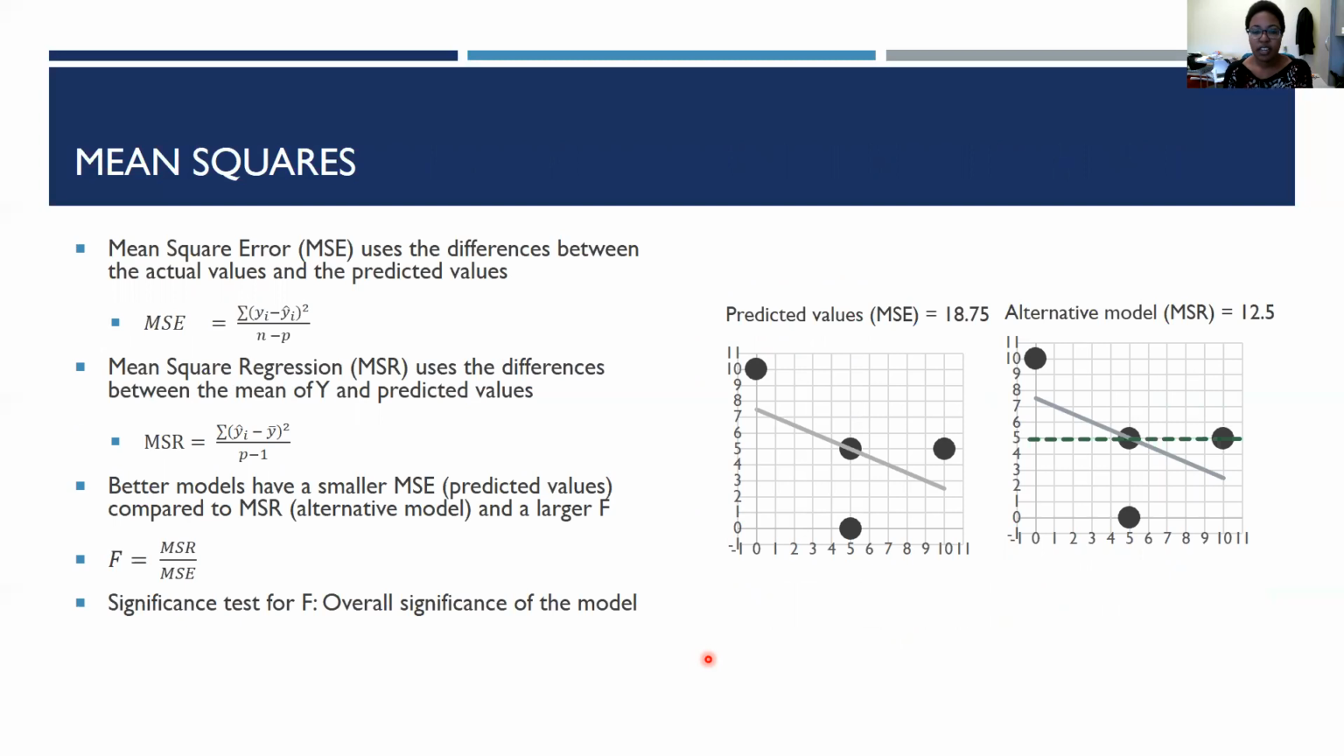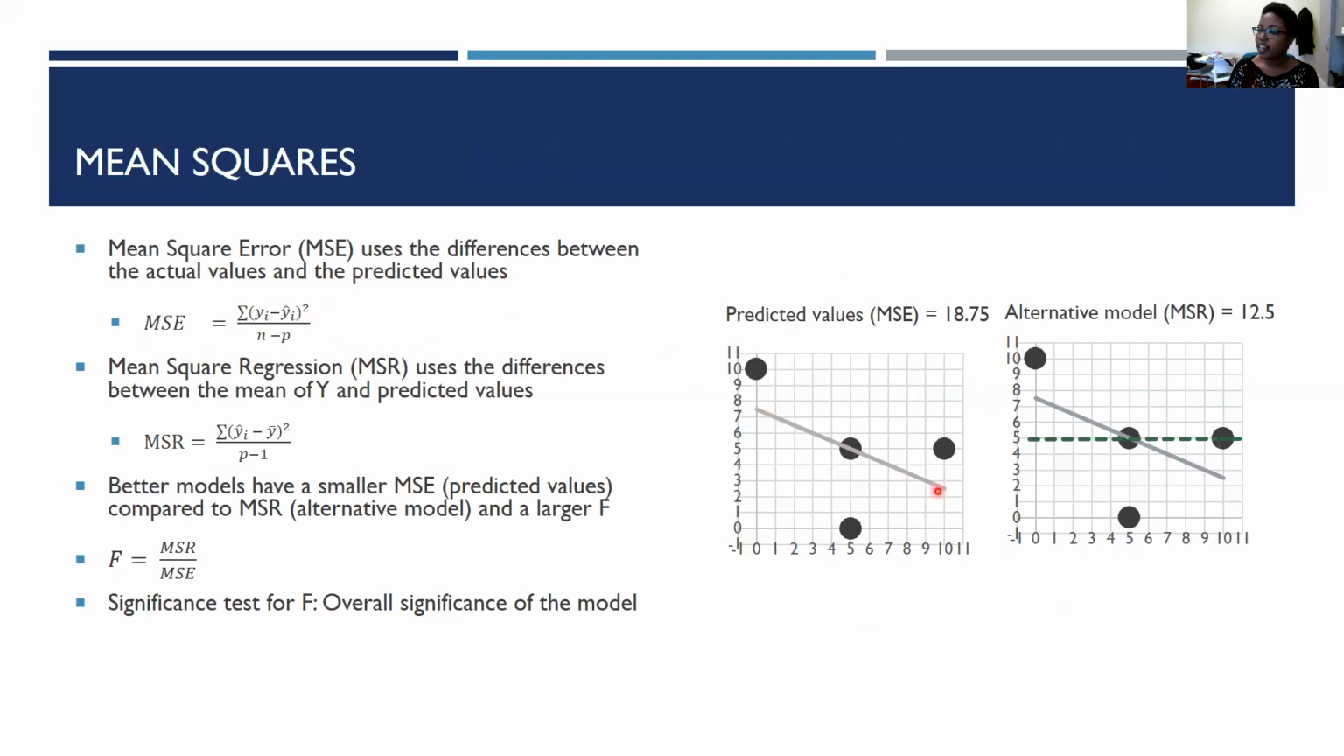The next thing we're talking about is mean squares. We're not just interested in the equation for the line, we also want to know how well that line fits the data. And to do that, we compare two mean squares. The first is the mean square error, which is the average distance between actual values and the predicted values. So remember how our equation is just that. Here's the actual value, here's the predicted value. We square all that and then we divide by some degrees of freedom.